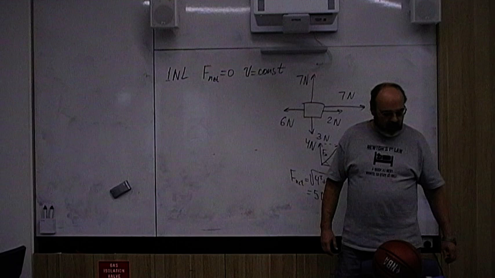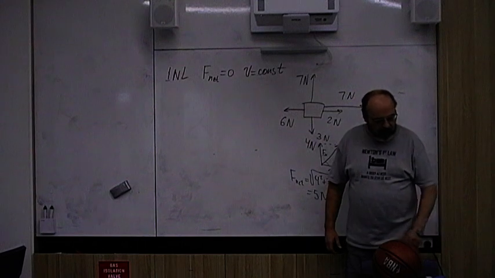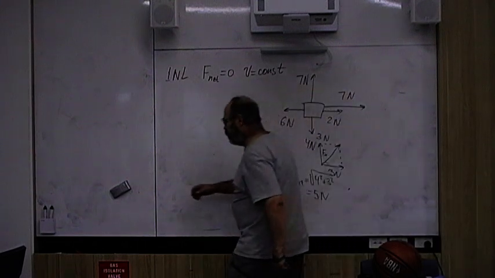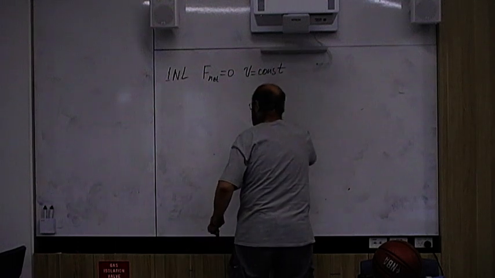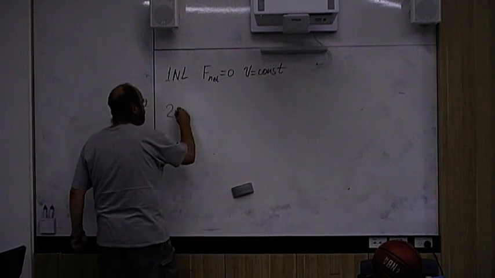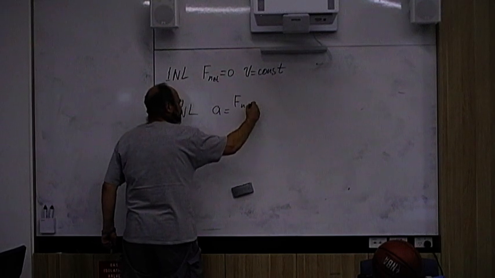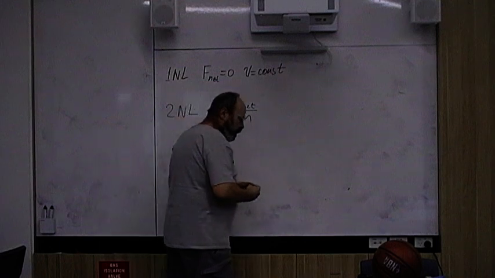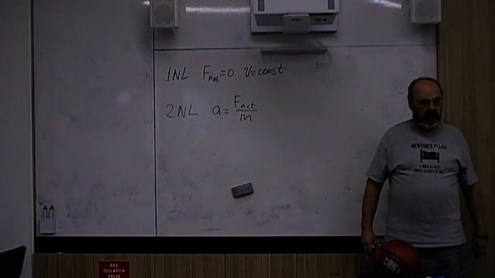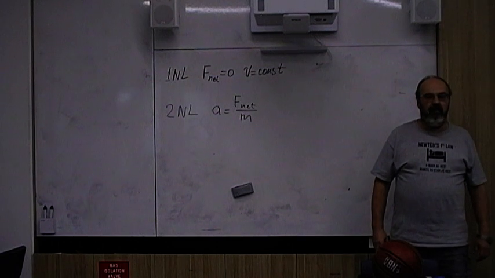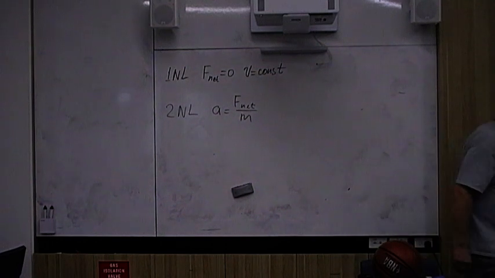Now, Newton's second law. When we have an unbalanced force acting on an object, it will start moving with acceleration. Second Newton's law tells us that acceleration equals F net divided by mass. So, the bigger the force acting, the more acceleration the object will have. The more mass, the less acceleration it will have.